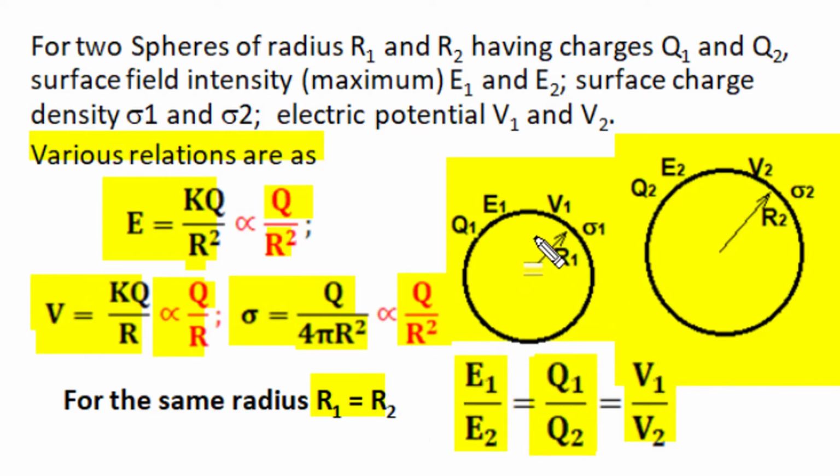So if two spheres of the same radius have charges q1 and q2 in the ratio of 1:2, then the sphere having double charge would have double surface charge density for the same spherical surface area. So it would have double electric field and double value of surface potential. So the ratio of electric field is as per the ratio of charges. For q1:q2 ratio 1:2, electric field E1:E2 would have ratio 1:2.